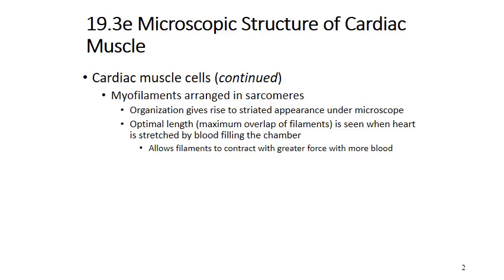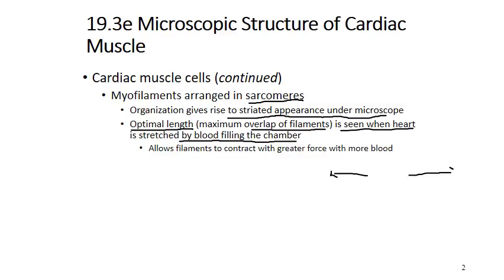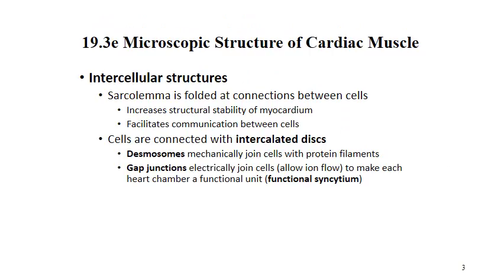So those myofilaments are arranged into sarcomeres, just like we find in skeletal muscle. It gives rise to that striated appearance under the microscope, just like we find in skeletal muscle again. The optimal length, or the maximum overlap of your filaments, is seen when the heart is stretched by blood filling the chamber. So it stretches out so that you have this optimal length, so that the filaments can contract with a greater amount of force with more blood.